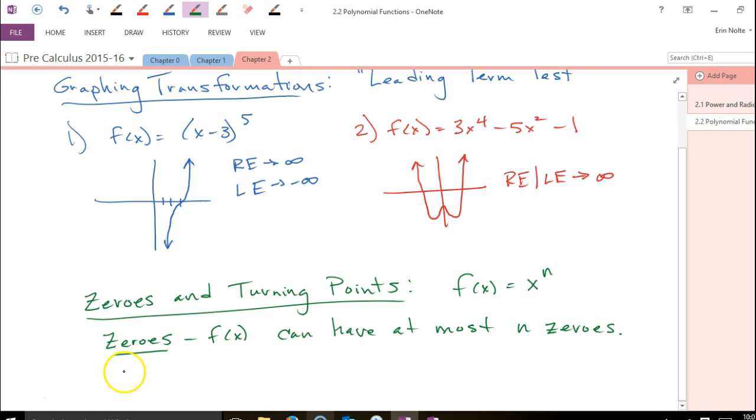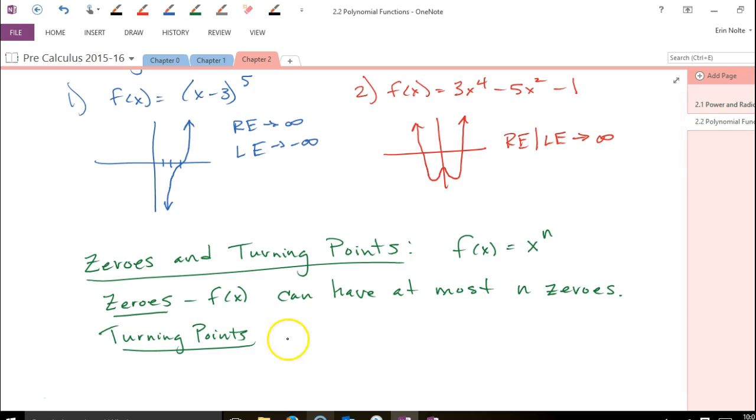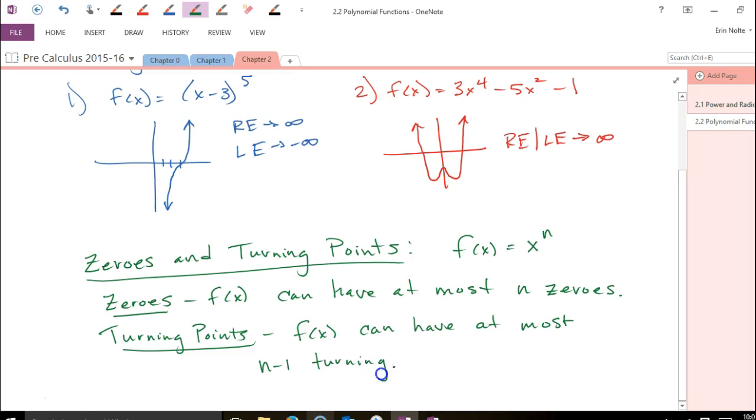Okay. As far as turning points go, f of x can possibly have at most n minus 1 turning points.